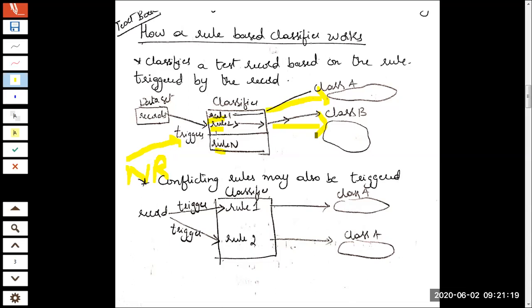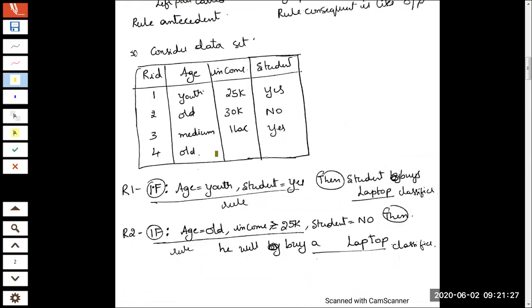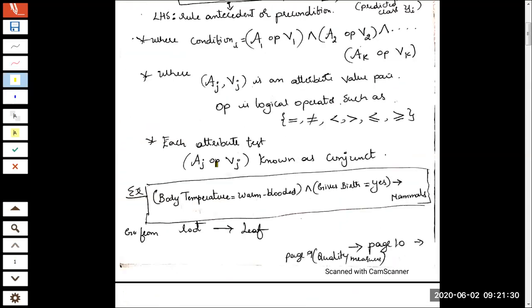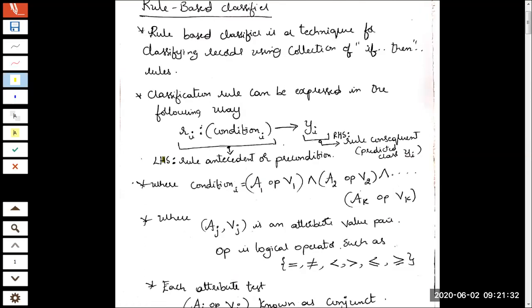Also, we discussed how a typical rule will be in a classifier. That was the starting part of the session. We understood a rule will have two parts. And to be more specific, it is three parts.